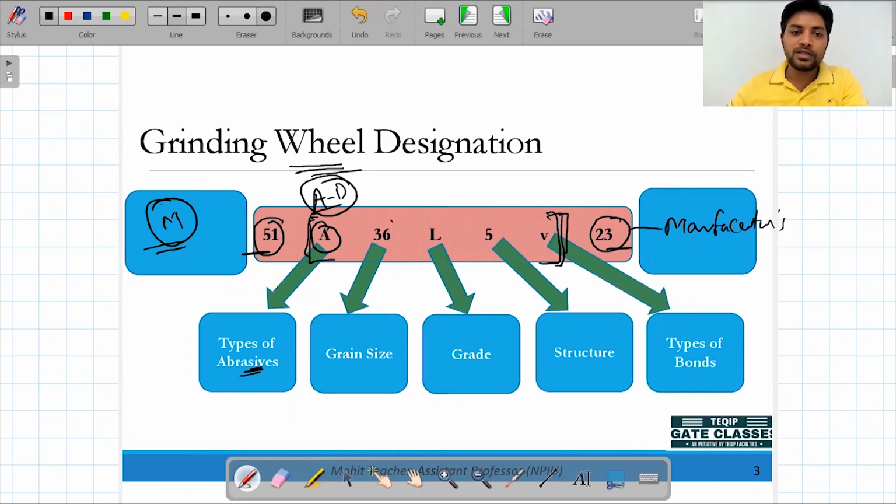Next is the grain size. The abrasive particles that we are using have some specific size, so we are calling it the grain size. This varies from 0 to 10, 10 to 20, 20 to 30. It depends on whether it's fine or coarser. And next is the grade, that is, what grade of the abrasive grains we are using.